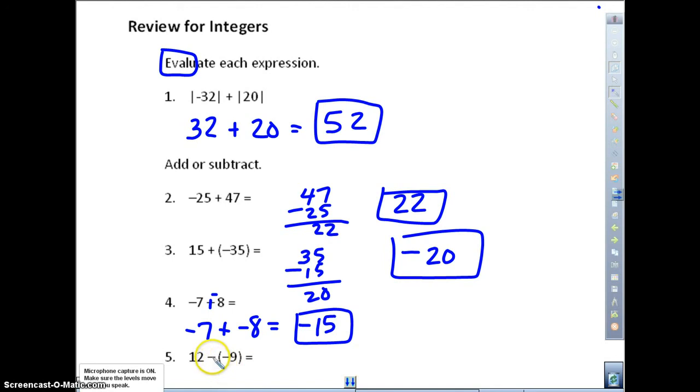Did you know that subtracting is the same as adding the opposite? What's the opposite of negative 9? Let's add a line and change the sign, and I have 12 plus 9, which is 21. Okay?